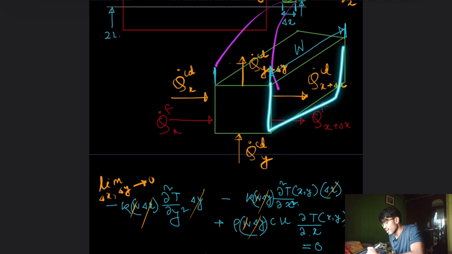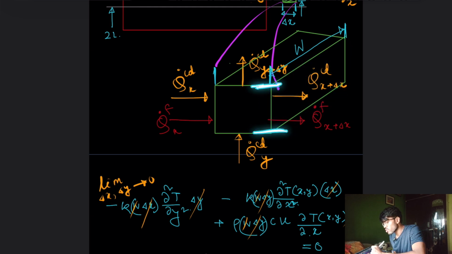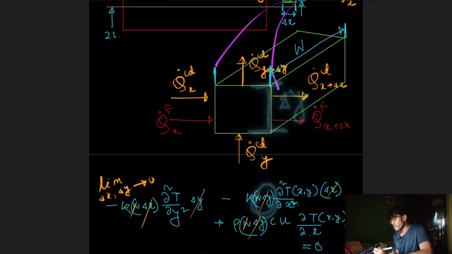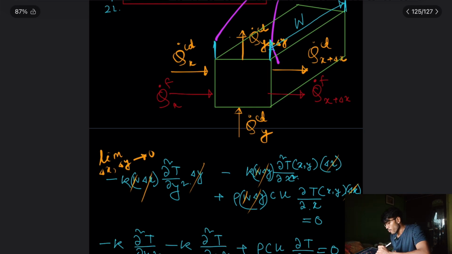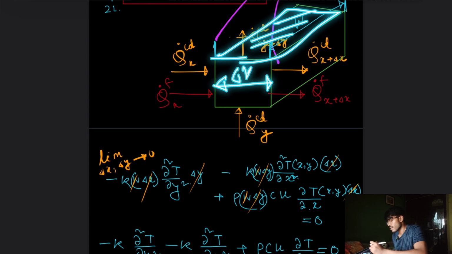And what is this area? Is it W into S or W into 2L? No, because now this thickness is not 2L. This thickness is delta y. So that is why my Ax here is W into delta y. Similarly, what is my Ay? Ay is this area, and that is W into delta x.